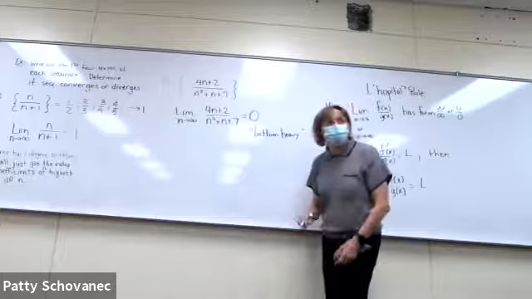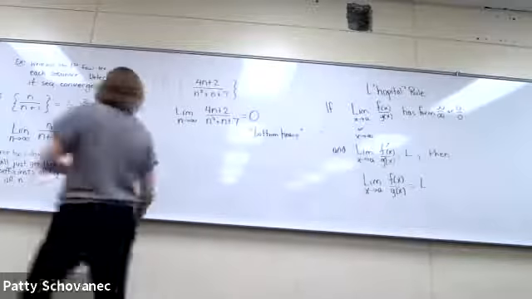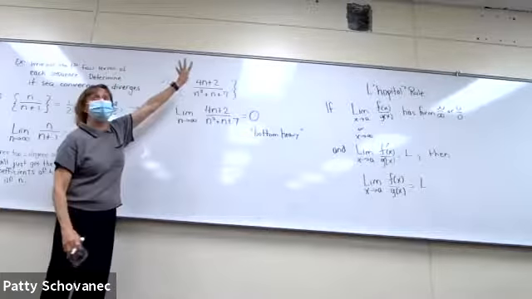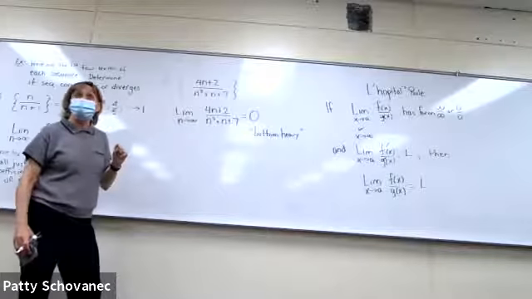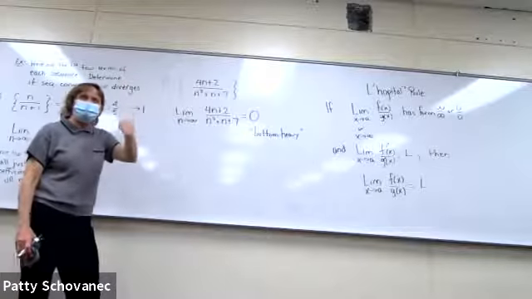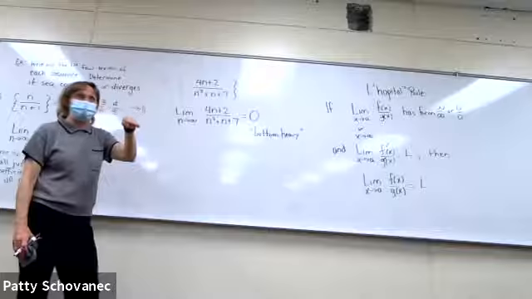But if you did one application of L'Hopital's rule, you'll see that the derivative of top is 4. The derivative of bottom is 2n plus 1. So as n goes to infinity, I have 4 divided by something that's getting infinitely large.